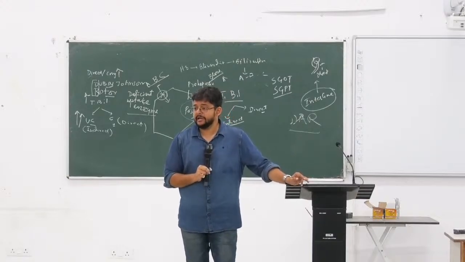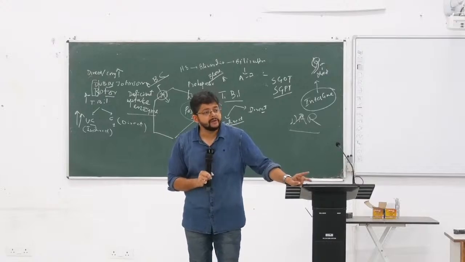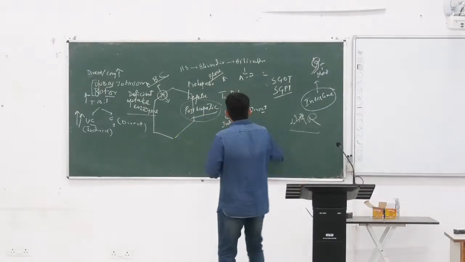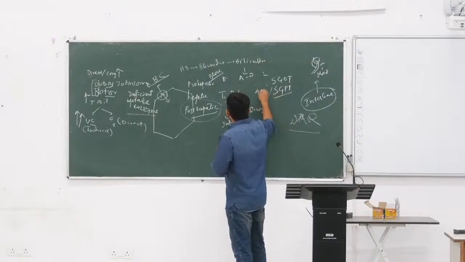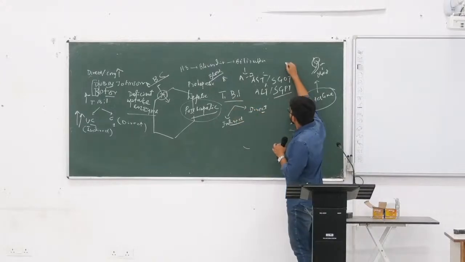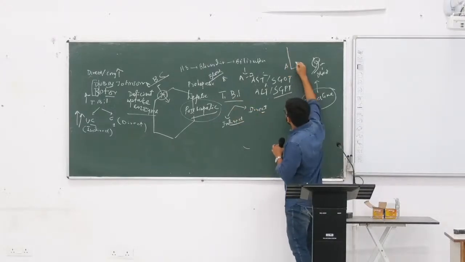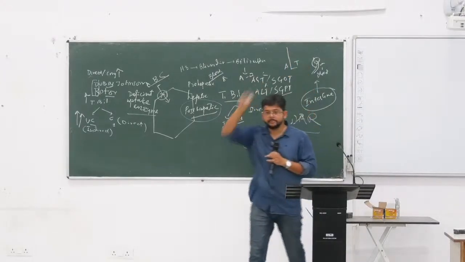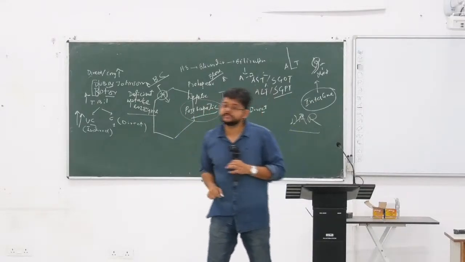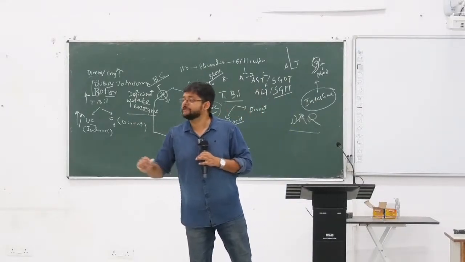AST-ALT ratio. AST means SGOT, ALT means SGPT. Remember which? ALT, AST. How will you keep it in mind? Why did I write LT so big? L for liver. So ALT is more liver specific.